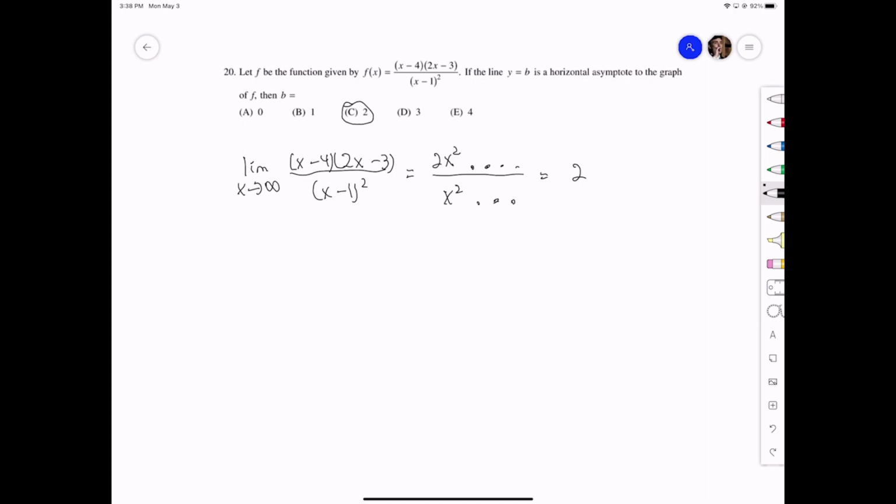Wait, how'd you know to do limit as x approaches infinity? Because that's the definition of what a horizontal asymptote is. The limit as x approaches infinity.